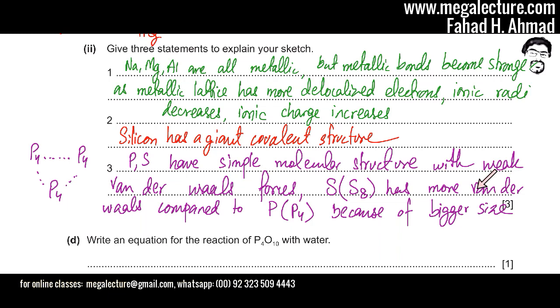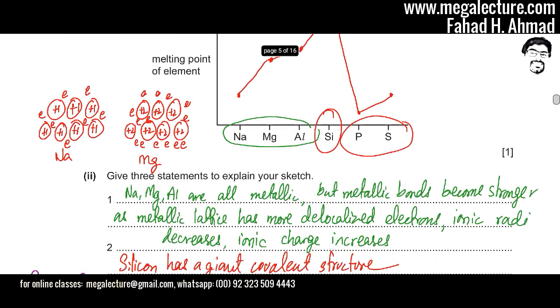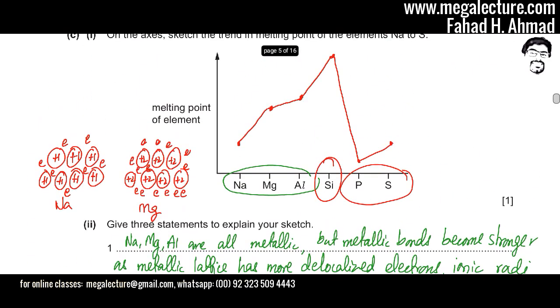The reason why sulfur has a higher melting point is because sulfur has more van der Waals forces. It is a bigger molecule. The molecule of sulfur is S8. It has more atoms in it. The molecule of phosphorus is P4. It has fewer atoms in it. So van der Waals forces, or the temporary dipole-induced dipole interaction, depends on the size of the molecule. If the molecule size is bigger, it's going to have more van der Waals forces. So the melting point of sulfur is greater. So they are simple molecules, both phosphorus and sulfur. They're simple molecules with weak attractive forces between them, but sulfur has a bigger molecule and it has more van der Waals forces.